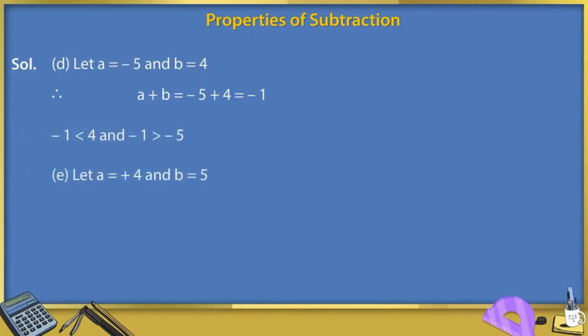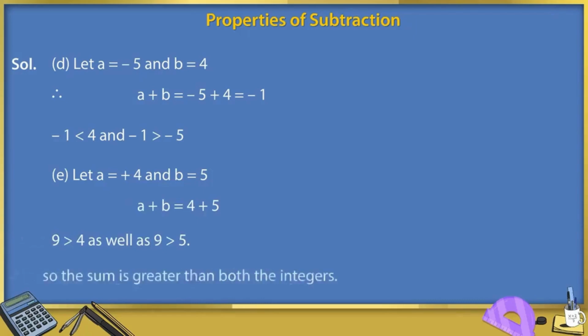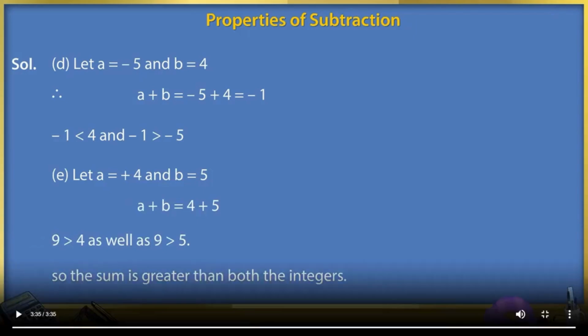E. Let a equal 4 and b equal 5. a + b = 4 + 5 = 9. 9 is greater than 4 as well as 9 is greater than 5. So, the sum is greater than both the integers.